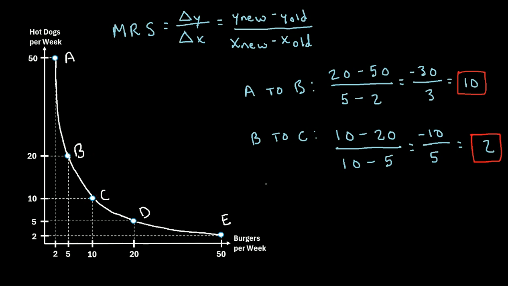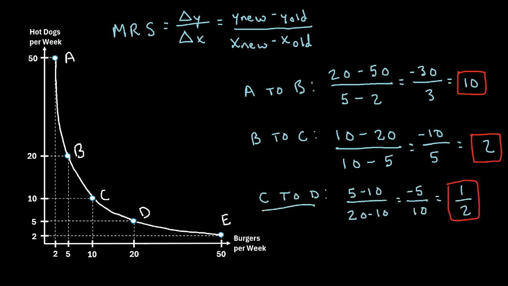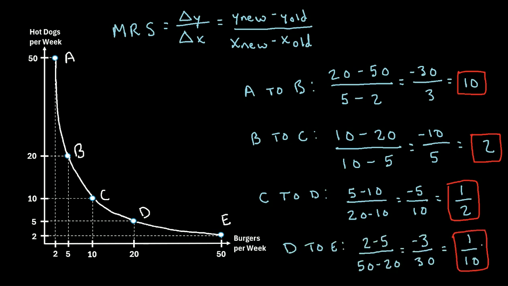Now we can use the same formula to calculate the marginal rate of substitution from going from point C to point D. So to save a little bit of time, I'll show what that answer is. Going from point C to point D on the indifference curve, we have a marginal rate of substitution of 1/2. And lastly, we can calculate the marginal rate of substitution from moving from point D to point E. So I'll go ahead and show what that is as well. That marginal rate of substitution comes out to 1/10. So we're only willing to give up 1/10 of a hot dog to gain each additional burger on the way from point D to point E on the indifference curve.